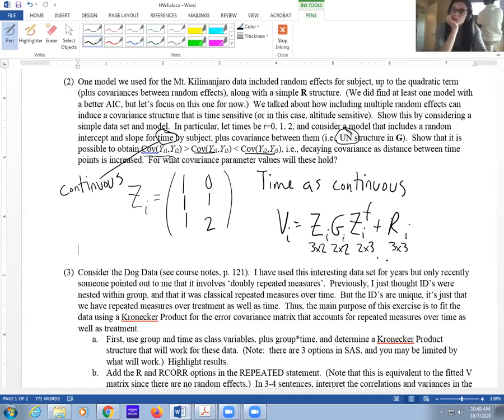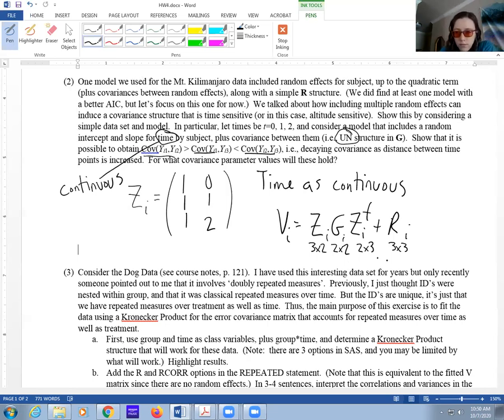If you were just, I don't know if I have a fully formed question. If you don't do unstructured in G, and you just do independence, would that be the same as just two intercepts?